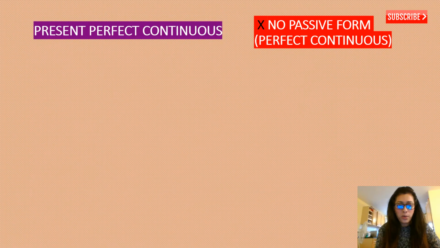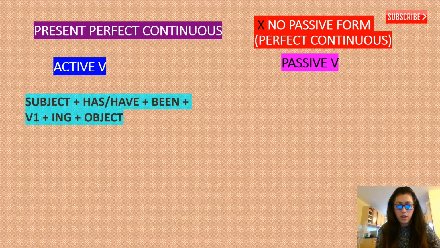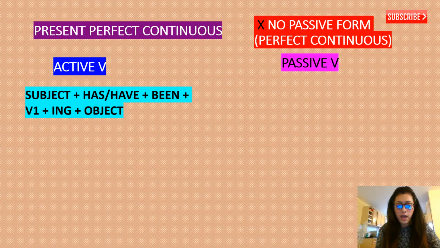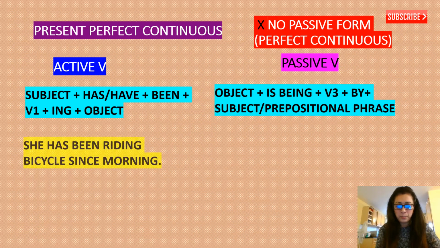Now talking about the present perfect continuous here with the active voice, I will say subject plus has or have with been with verb first form and ing and object, and with the passive it will be object is being and then the verb third form with by and subject or prepositional phrase. So generally we don't have a passive form for the perfect continuous tenses. That's why we have changed from has have to is being.